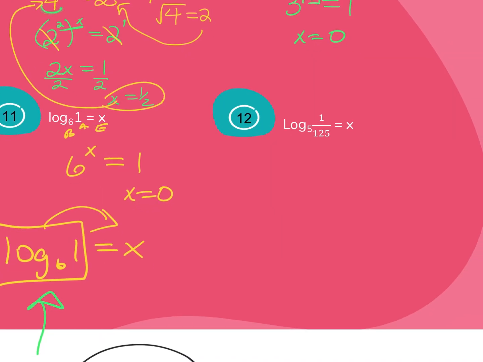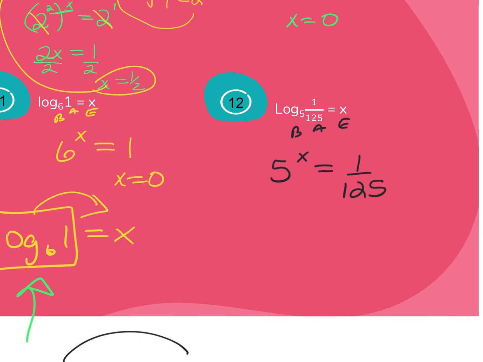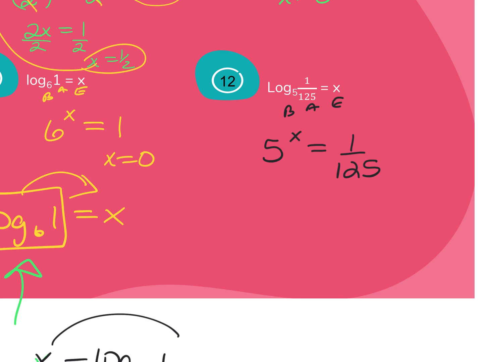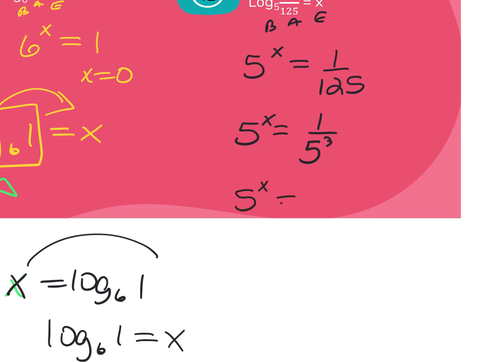Number 12, BAE. So 5 to the x power equals 1/125. Again, I'm going to use my skills from 5-1. I'm going to change 1/125 into 1/5 to the third. And then now I can make it the same, pull it out of the bottom, make it a -3. Now that the bases are the same, get rid of that base of 5, and x equals -3.